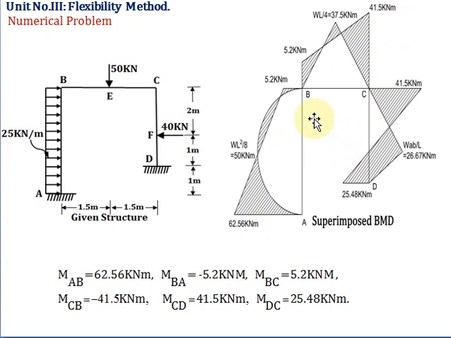Now for the bending moment diagram, we have already calculated the moments in member AB, BA and the respective members of the given frame. Moment in member AB is 62.66. We know the sign convention: anti-clockwise is plus and clockwise is minus. So here the moment in member AB is 62.56. It is plus, which means anti-clockwise.